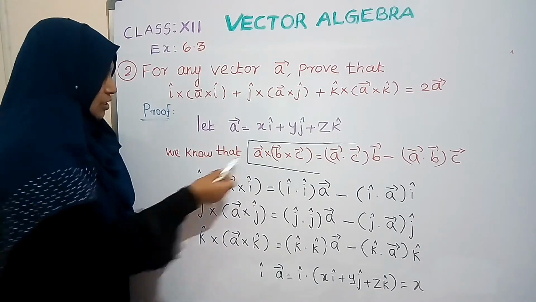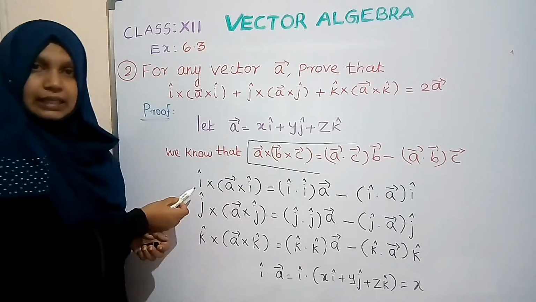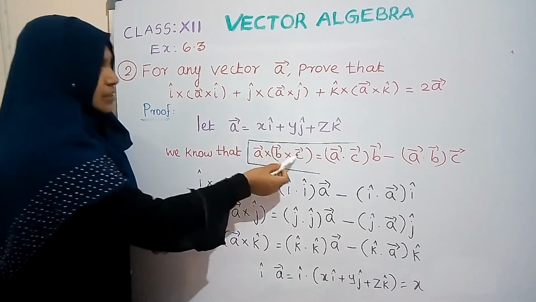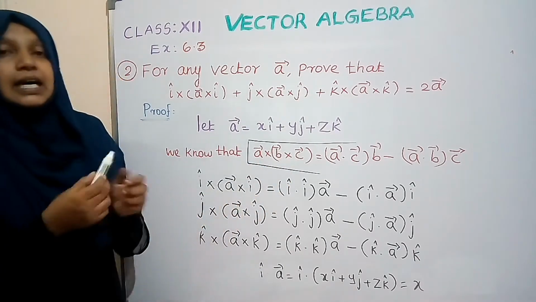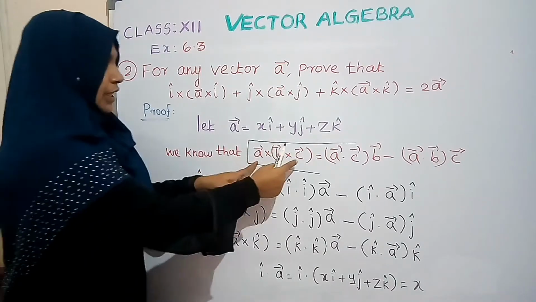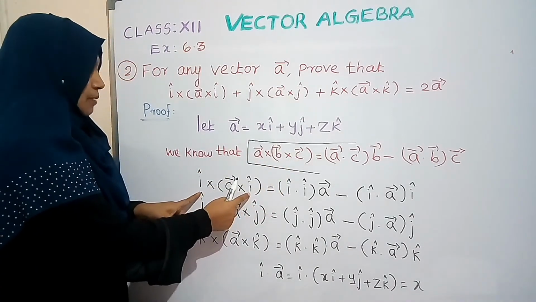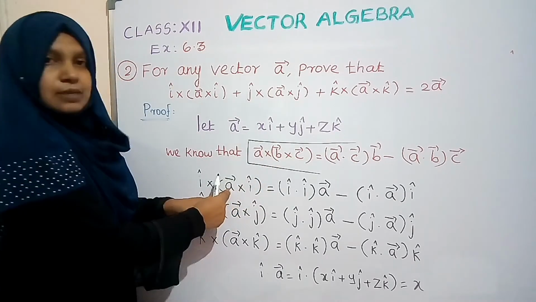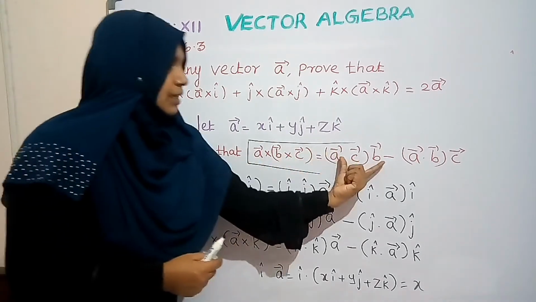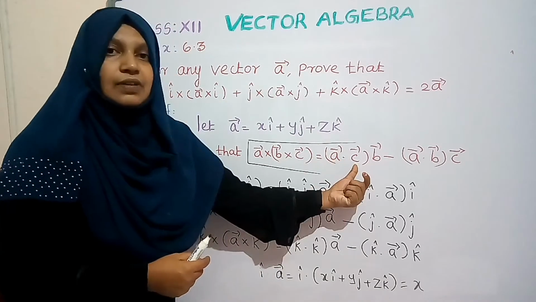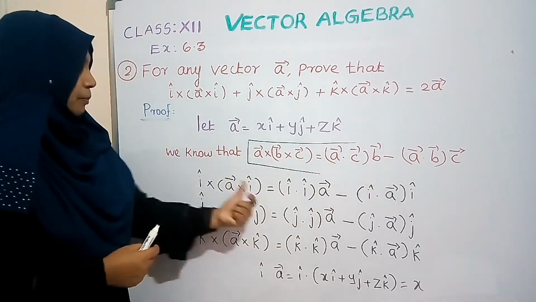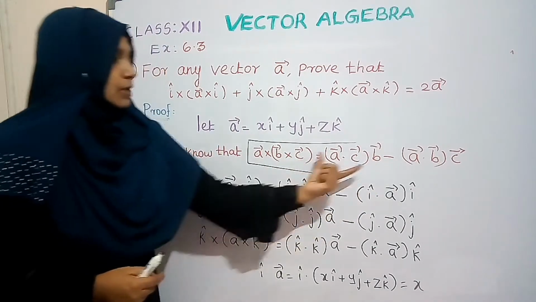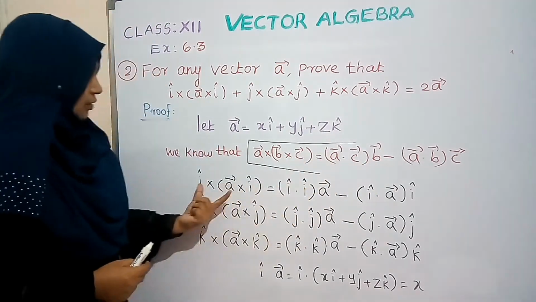So here instead of A vector you have i cap. Instead of B vector you have A vector. Instead of C vector we have i cap again. So both in place of A vector and C vector you should substitute i cap, and only in the place of B vector you should substitute A vector. So replace this formula for this term.